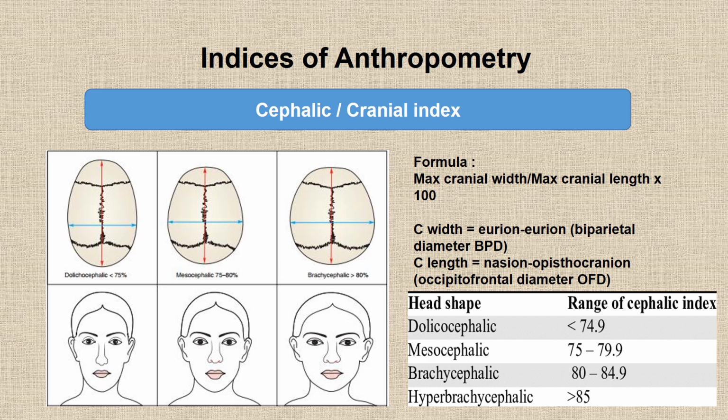Okay, let's have a look at the indices of anthropometry that are commonly used. First, we have the cephalic or the cranial index. The formula for this index is the maximum cranial width over the maximum cranial length times 100. Depending on the results, the head can be classified into various shapes. It's either dolichocephalic, mesocephalic, or brachycephalic.